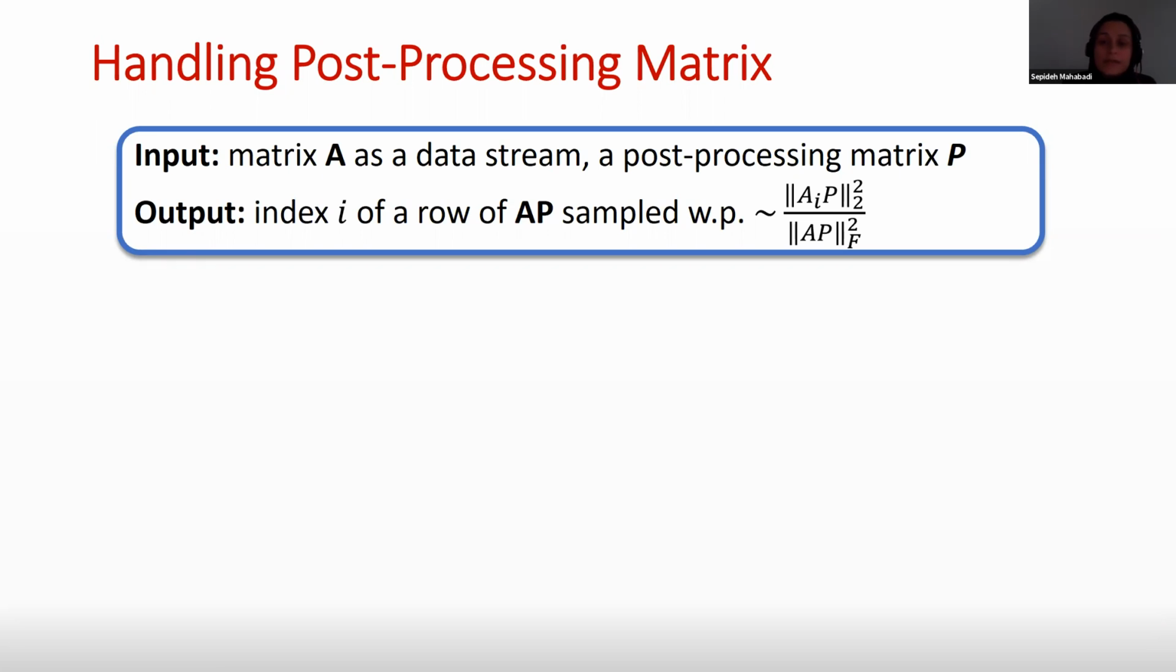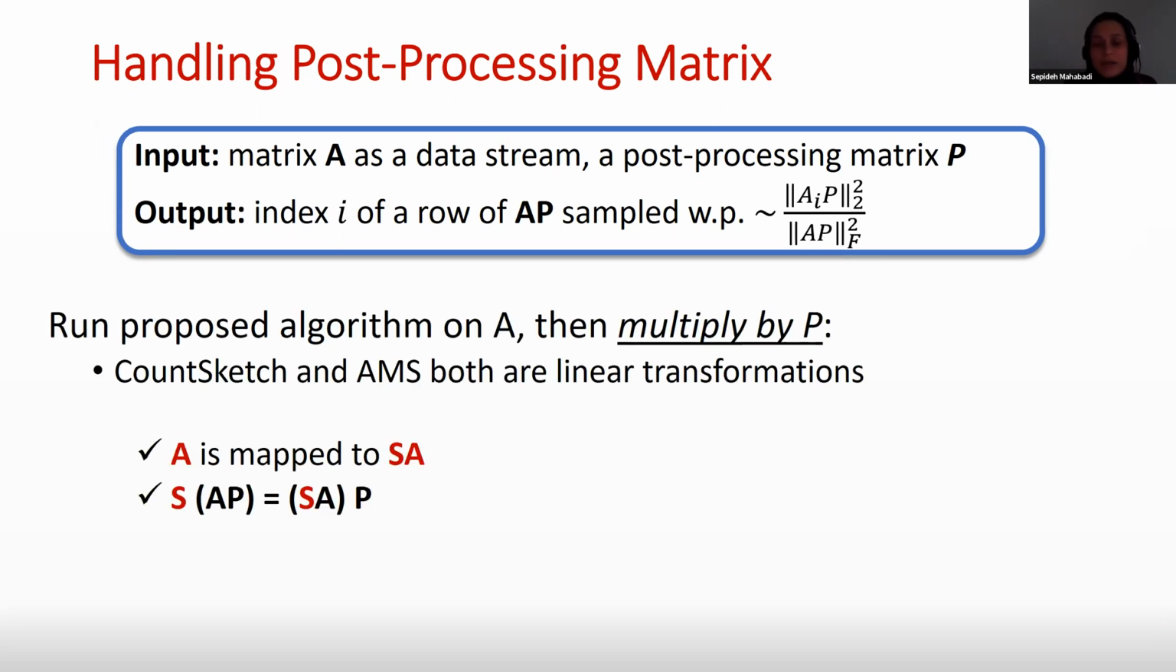This basically gives us the result for the case where we don't have a post-processing matrix P. Now, suppose that we also have this post-processing matrix P. Then it's very simple to adapt our algorithm to this case, because all the sketches used in this algorithm are linear transformations. So they're equivalent to multiplying our matrix A from the left by a matrix S. Therefore, applying the sketch on AP is equivalent to applying the sketch on A and then post-multiplying it by P. Okay.